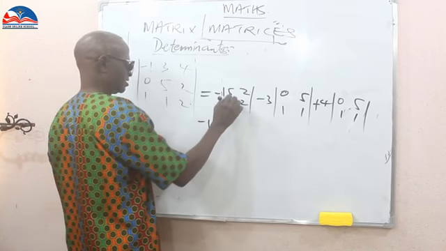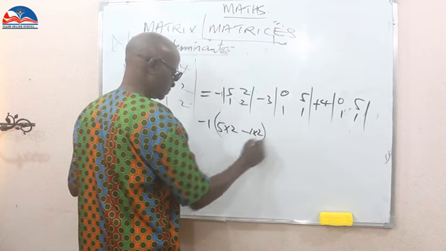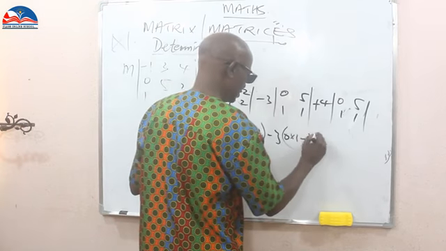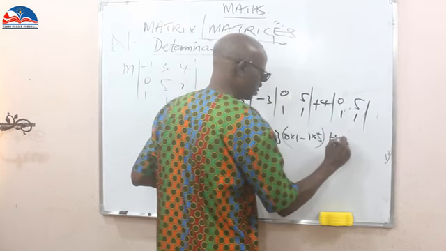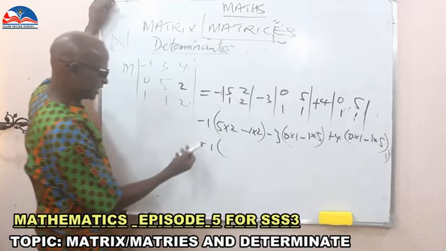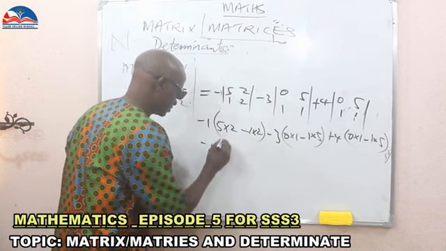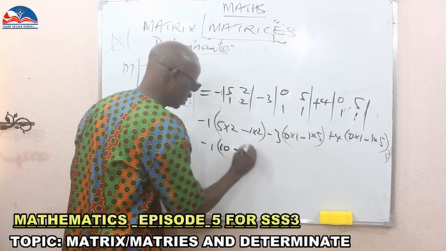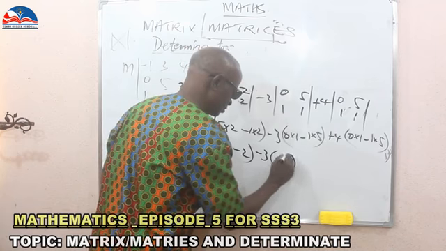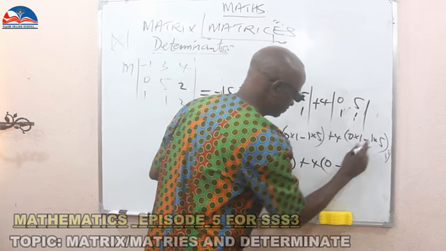Minus 1 into cross multiply here, 5 times 2, minus cross multiply again, 1 times 2. Minus 3 into cross multiply 0 times 1 minus this way 1 times 5. Plus 4 into cross multiply 0 times 1 minus 1 times 5. Let's take it now. Minus 1 into 5 times 2, 10. Minus 1 times this is minus 2. This is 0 minus 5. 1 times 5 is 5. Plus 4 into 1 times 0, 0 minus 5.